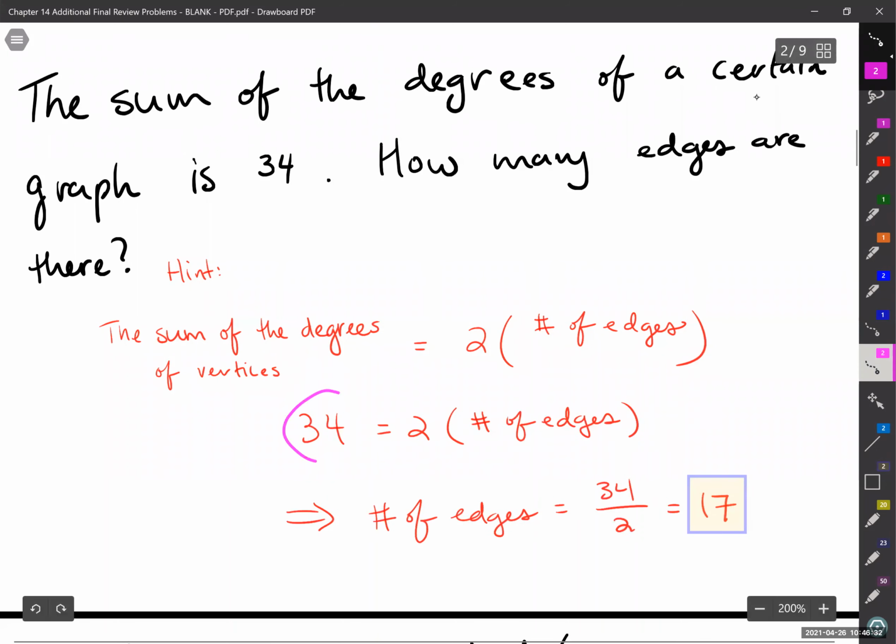Now we would set 34, the sum of the degrees of the vertices, equal to twice the number of edges. We solve and we get there must have been 17 edges in this graph.